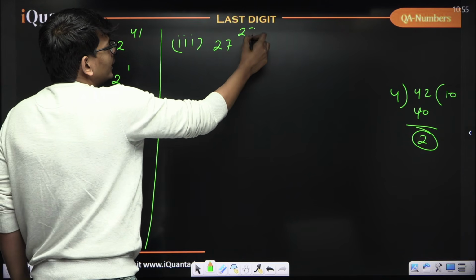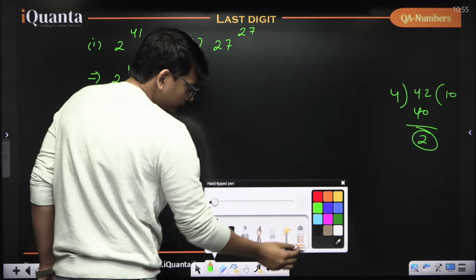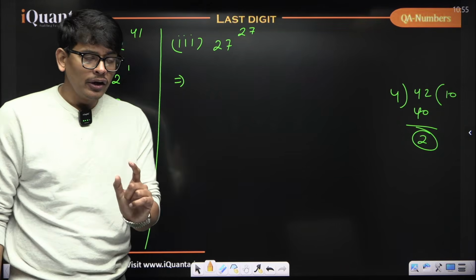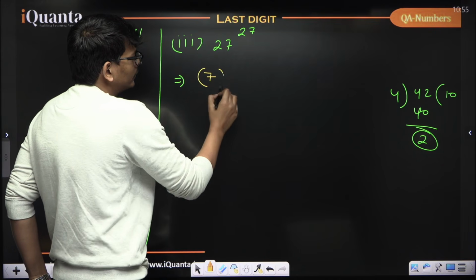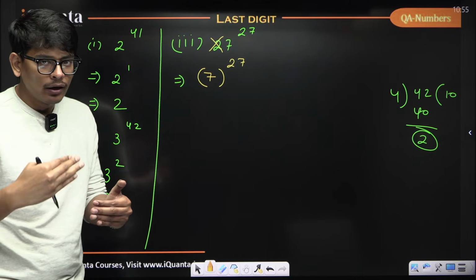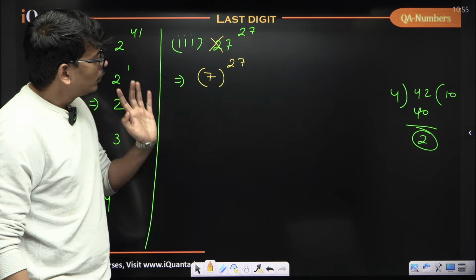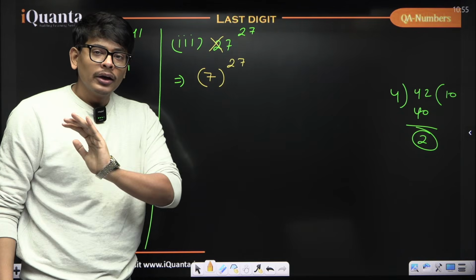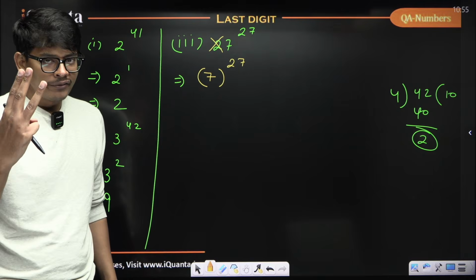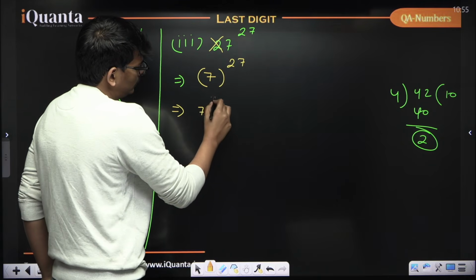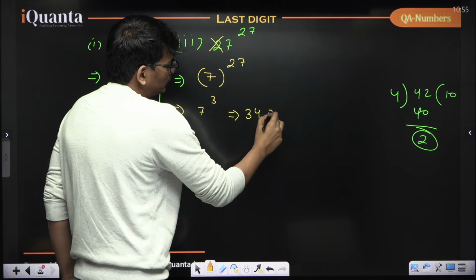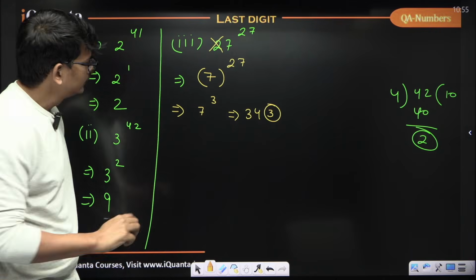27 raised to the power 27. Suppose this is the question. Now, we know one thing, last digit depends on last digit only. So, my question is basically this. This is irrelevant because last digit always depends on last digit. Now, is power multiple of 4? Clearly not. Why it is not a multiple of 4? 6 4s are 24. We are left with 3. 7 cube. 7 cube is 343. Answer is 3. That's it.